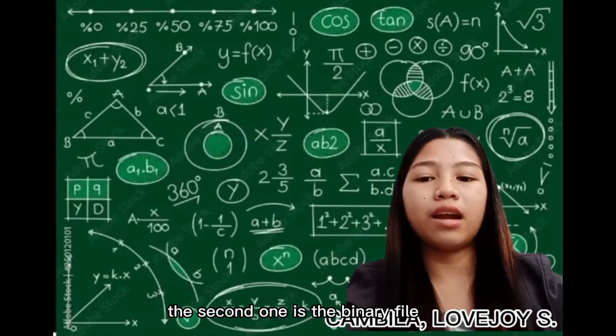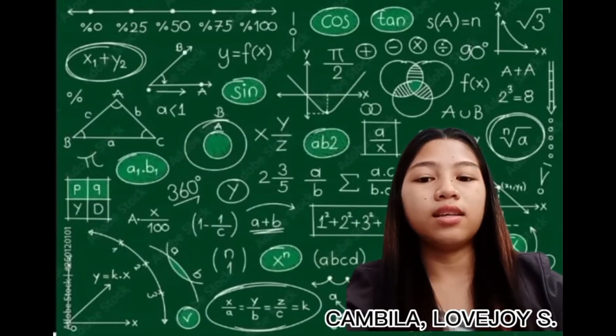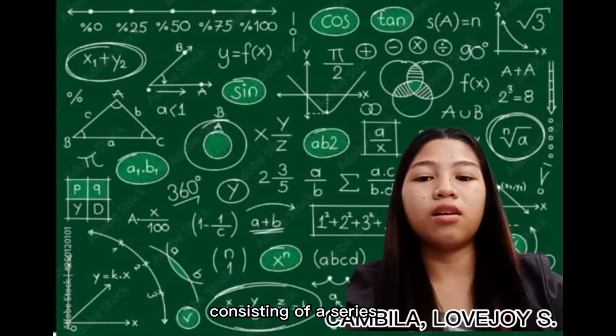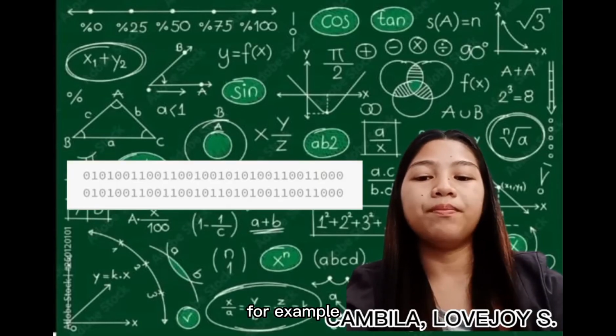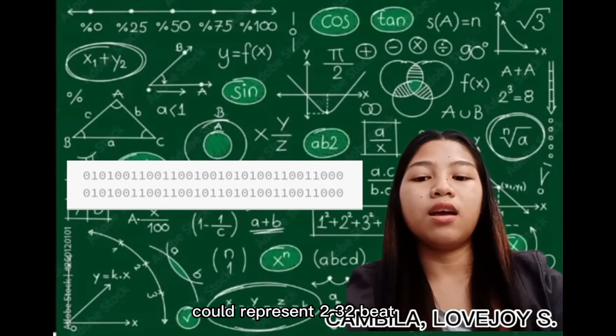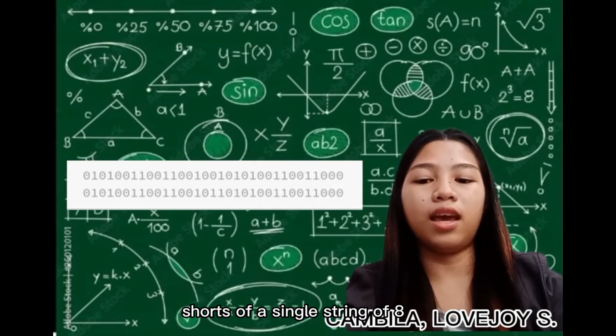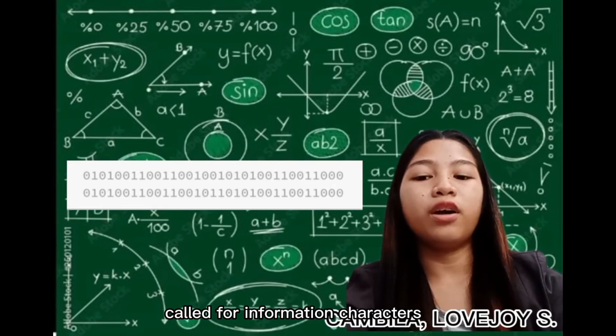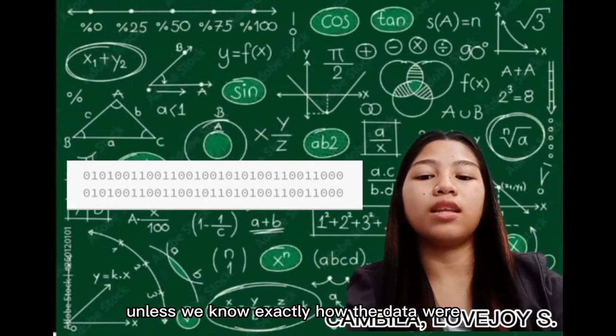The second one is the binary file. It is a file whose content is in a binary format consisting of a series of sequential bytes, which are 8 bits in length. For example, a 64-bit sequence could represent 2 32-bit integers, or 2 32-bit floats, or 1 64-bit float, or 4 16-bit integers, or a single string of 8 American Standard Code for Information Interchange characters. We cannot tell what data we have unless we know exactly how the data were written.